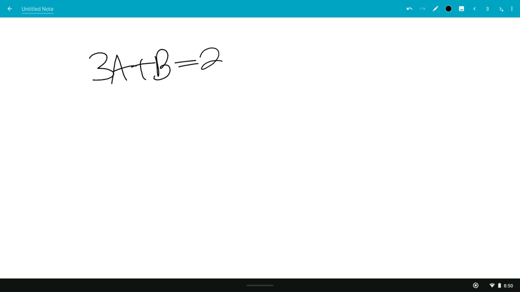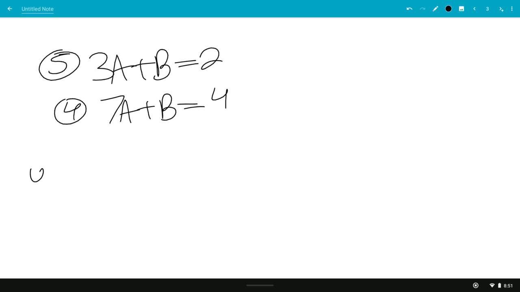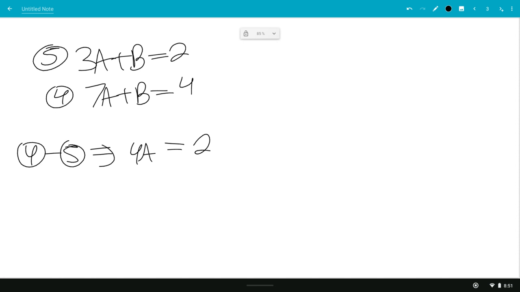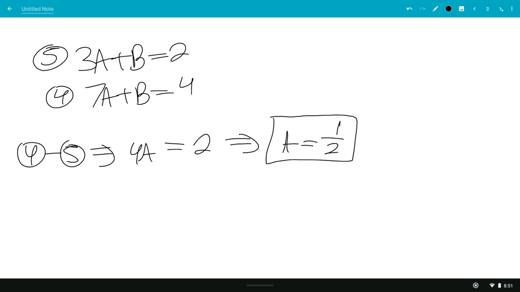So now we have that 3a plus b equals 2, and we have that 7a plus b equals 4. So we can just subtract these two equations, 4 minus 5. We'll say 7a minus 3a is 4a. B minus b is 0. 4 minus 2 is 2. This means that a is 2/4, which is 1/2. So that is one part of the equation we need.